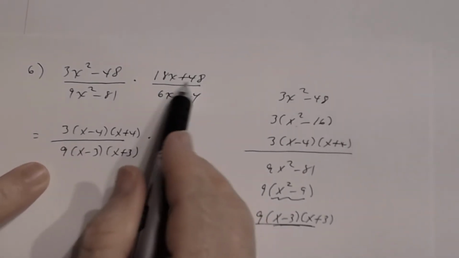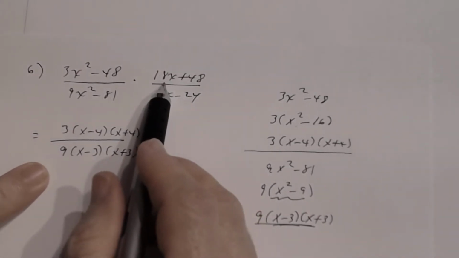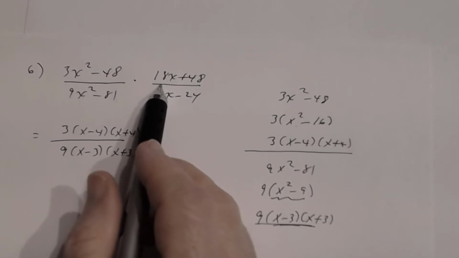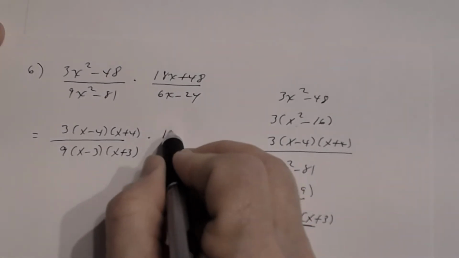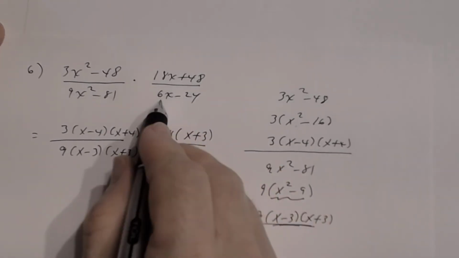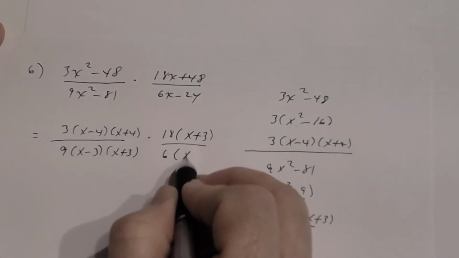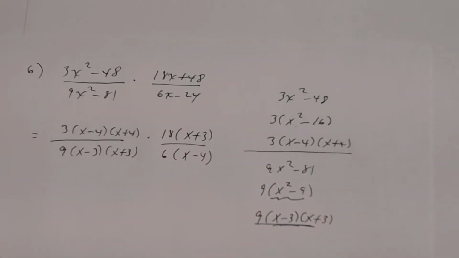In the numerator, now I don't need to do any work here because that's easy to deal with. If I look at the numerator, it looks like I can factor out an 18. So I get 18 times x plus 3. The denominator, the GCF is 6. I can factor out a 6. I get 6 times x minus 4. All right, so I factored all the polynomials.